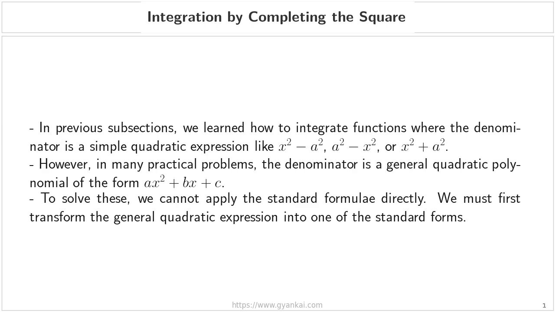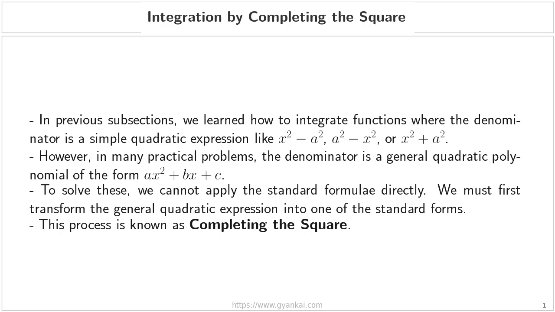What we need to do is transform this general quadratic, ax squared plus bx plus c, into one of those standard forms we do have formulas for, like x squared minus a constant, and so on. The technique we use to do this transformation is called completing the square. It's an algebraic method that allows us to rewrite the quadratic expression in a more convenient form for integration. We'll be diving into the details of how to complete the square in the following slides. But for now, just understand that it's a crucial step to make these more complex integrals solvable using the techniques we already know.